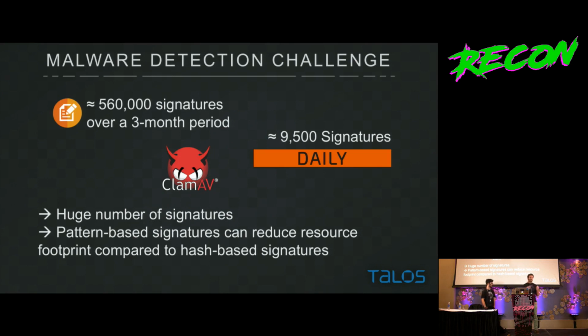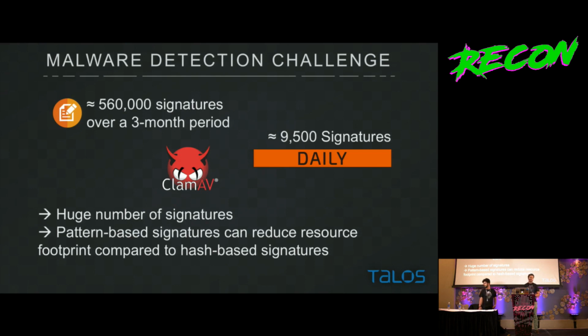And ClamAV supports mainly three types of signatures. There are hash-based signatures, where one signature identifies one file. There are pattern-based signatures, where a pattern determines if the content of a file is malicious, so several files can be identified by one signature. And there are bytecode-based signatures for the really hard cases, where we basically have a Turing-complete program that is running inside ClamAV and can inspect and analyze files.